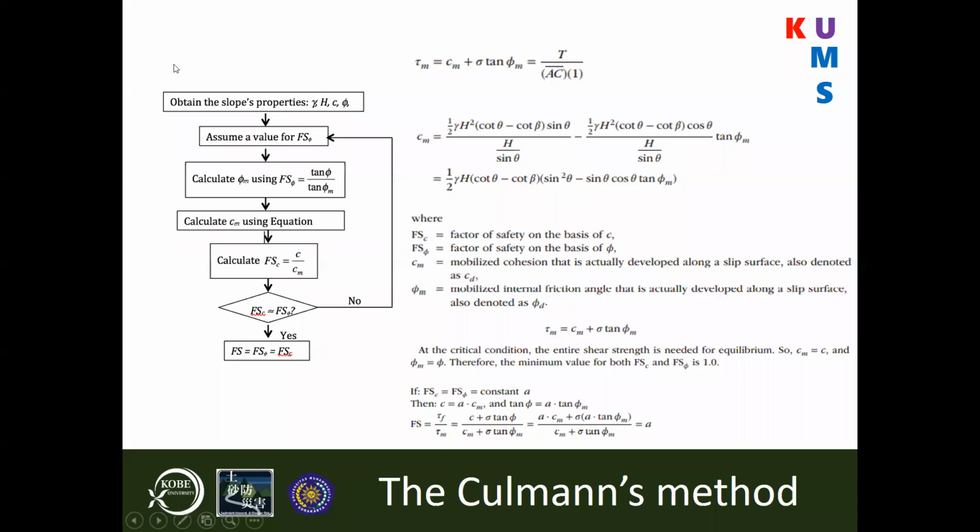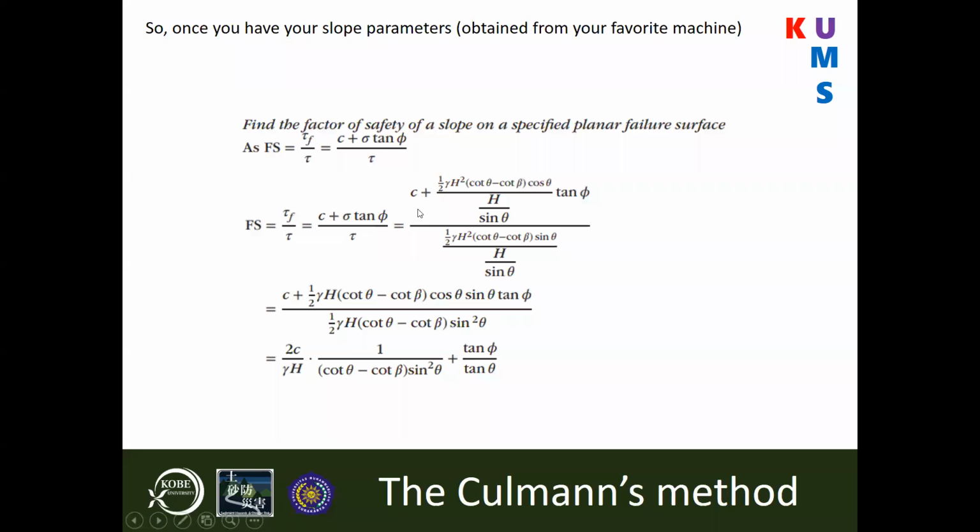So if that was a bit like, what do I do? Well, you can use that. You can use this set of equations. You define Fs as tau f over tau like this, and then you can get Fs as C plus tan phi over the shear stress, which gives you this set of equations here. And it is equal to that set of equations here.